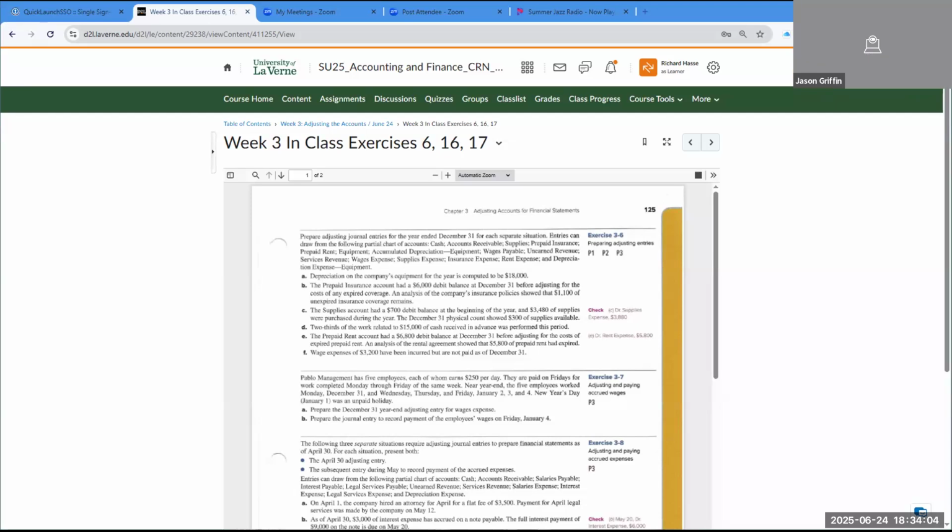Professor Hassey, are you doing this on the Excel sheet? Because all I can see is the example in the portal. Got it. Hang on.